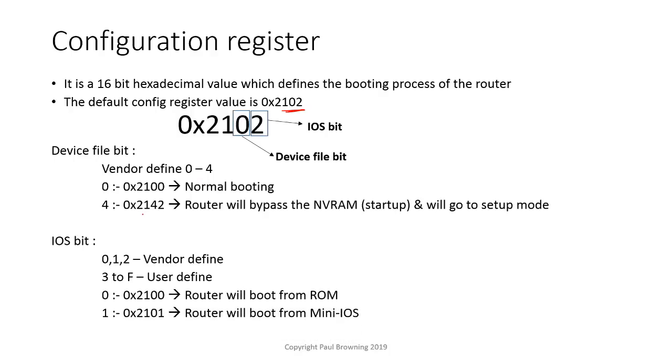Alright, so 2142 basically tells the router to bypass the non-volatile RAM. This will go to setup mode, so you can recover lost passwords, or if you've bought a router second hand. So this is not the default. You need to change the router config register, and then when you've finished, if you want the router to boot and remember what's in the startup configuration file, you would have this present instead.